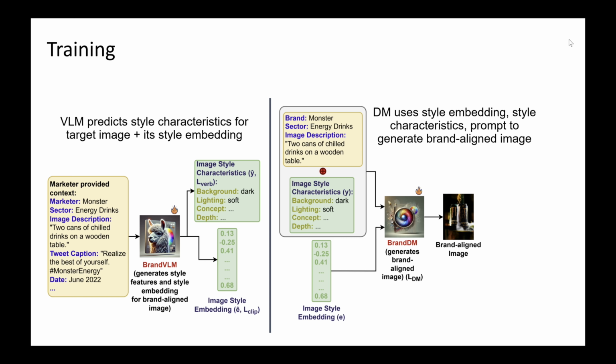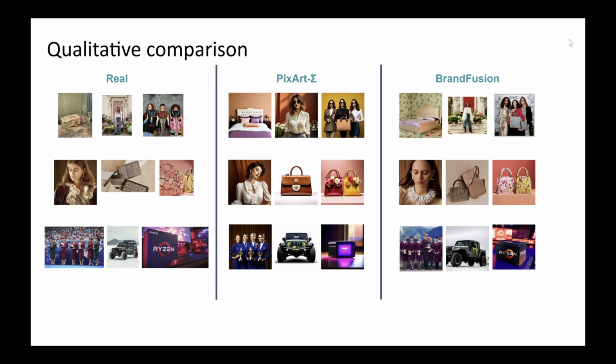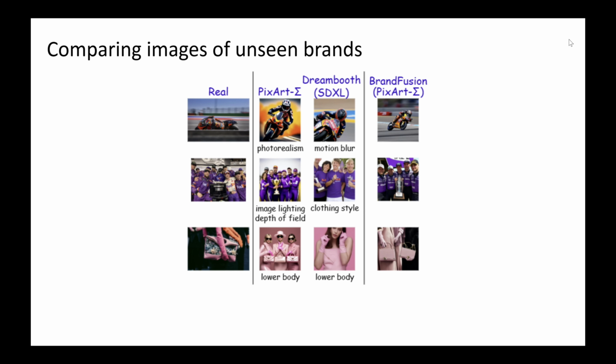to generate brand-aligned images. The images generated from our proposed BrandFusion, when compared with the ones generated from a fine-tuned text-to-image diffusion model, show characteristics that are consistent with the real images, such as image lighting, background, hairstyle, clothing style, facial expressions, camera perspective, etc. Similarly, for unseen brands too, BrandFusion is able to incorporate brand-relevant characteristics.